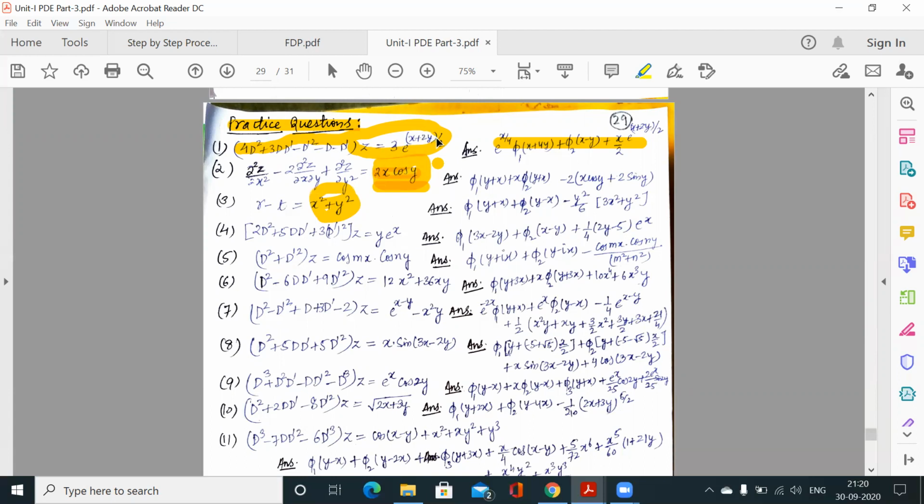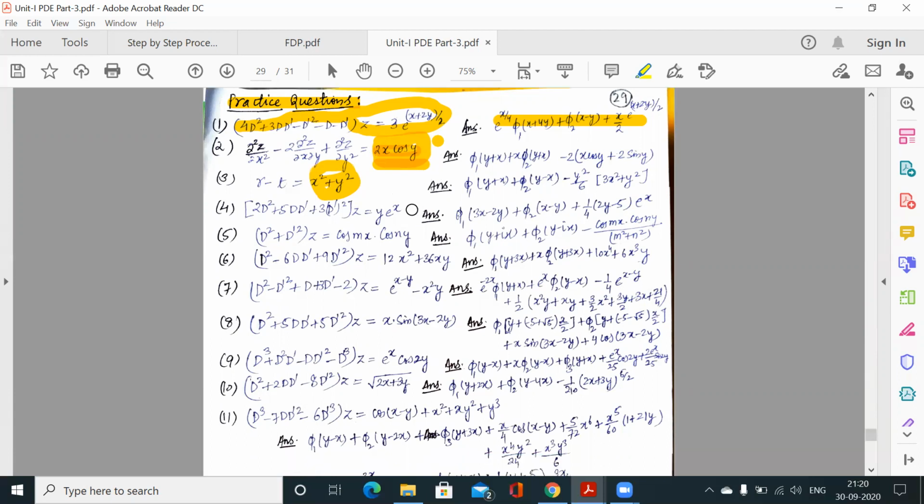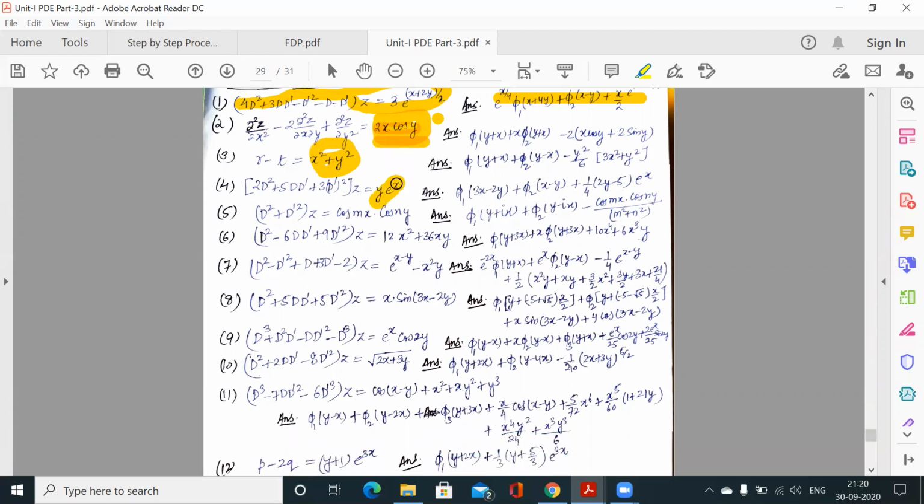This is e to the power x plus 2y over 2, so this is an e to the power ax plus by type question. This is y e to the power x.